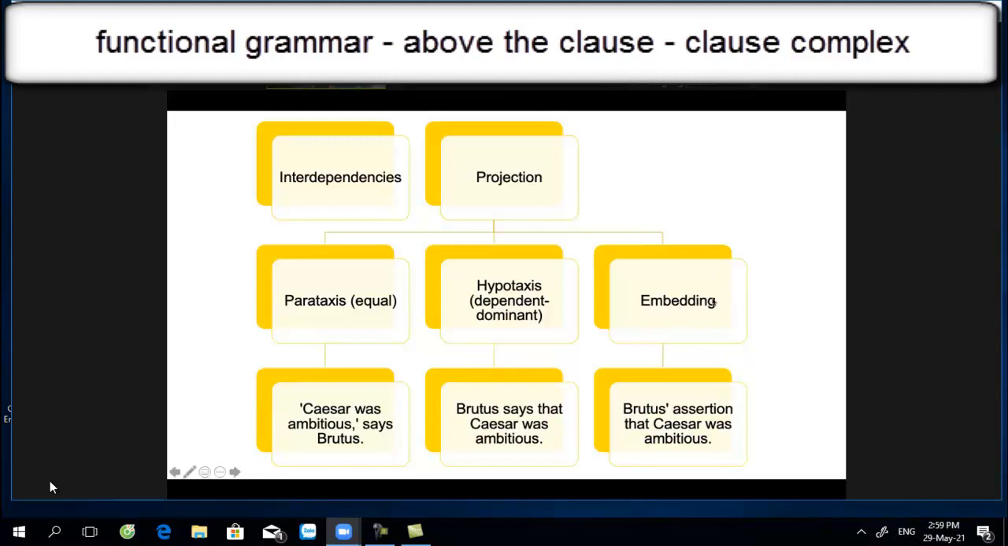And for embedding, you can see that Plutarch's assertion that Caesar was ambitious. Well, actually, this is not a relative clause like Ms. Hải has presented. It's a little bit different. So that Caesar was ambitious is embedded within the noun assertion.